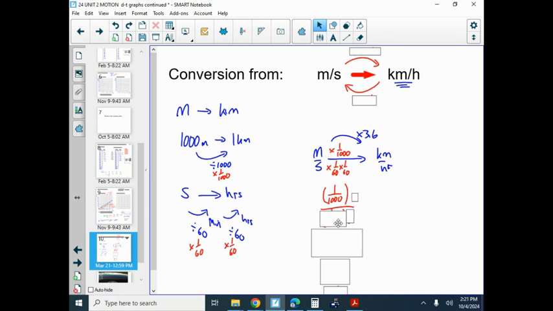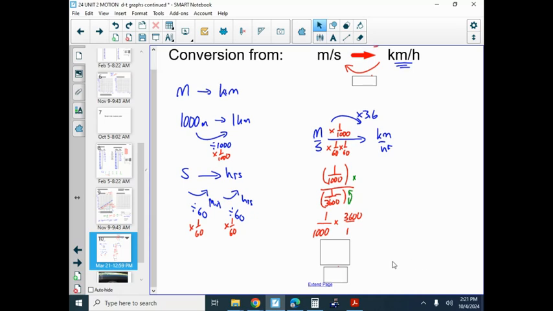So it really ends up being a 1 over 1,000 and a 1 over 3,600. To divide by a 1 over 3,600, we invert and multiply. So it ends up being 3,600 over 1,000. And so really the conversion factor is 3.6.